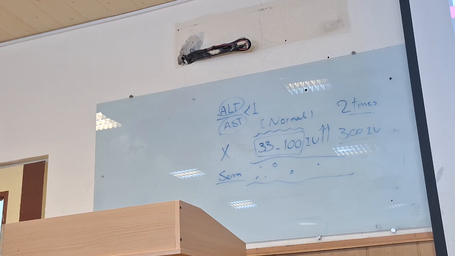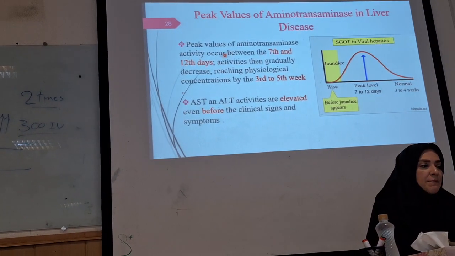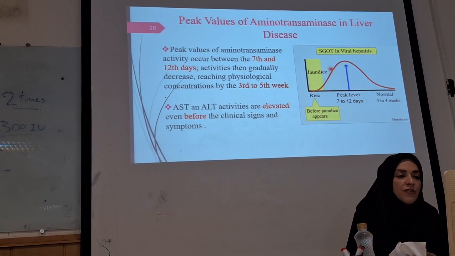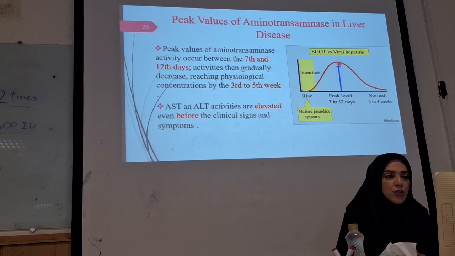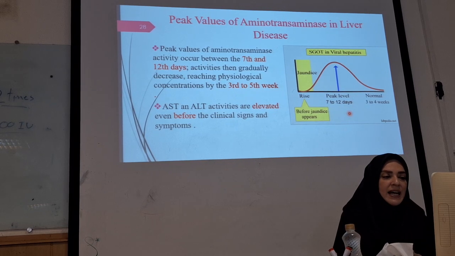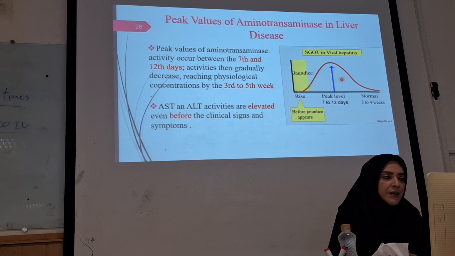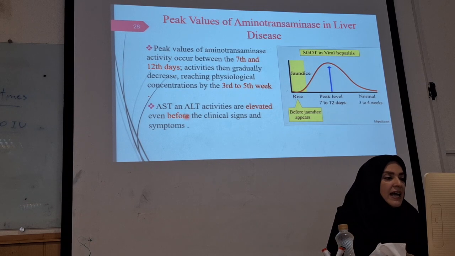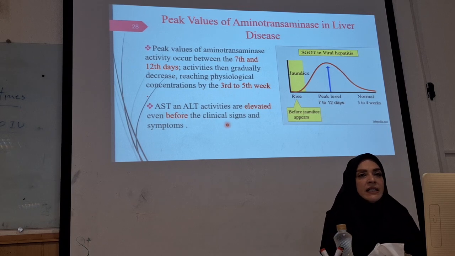This slide shows the peak value of the aminotransferase regarding liver disease. For example, this peak value is between the 7th and 12th days after the onset of the injury. So as you can see here, we reach the peak level after 12 days, for example, in any disorder of the liver. And you should consider this point: AST and ALT activity are sometimes elevated even before clinical signs.